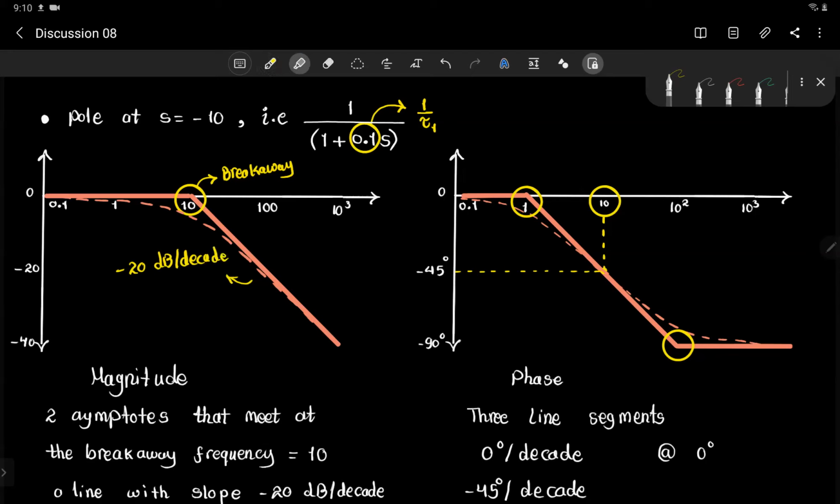And the phase consists of 3 segments. The first segment is horizontal from wherever you started your Bode diagram until a point one decade below the breakaway frequency, which is 10. And then it starts having a slope of negative 45 degrees per decade.